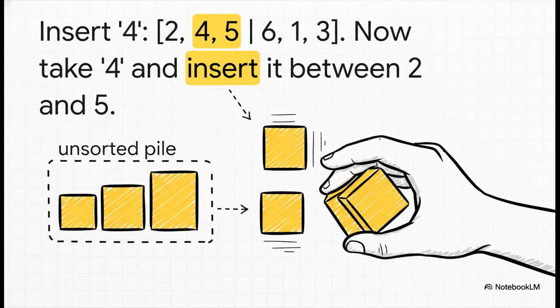Let's do one more. We pick the next card, the 4. We look at our sorted hand, 2-5, and we find the right spot for it, right in between the 2 and the 5. We insert it, and our sorted hand gets bigger. It just repeats this over and over until the whole list is sorted.